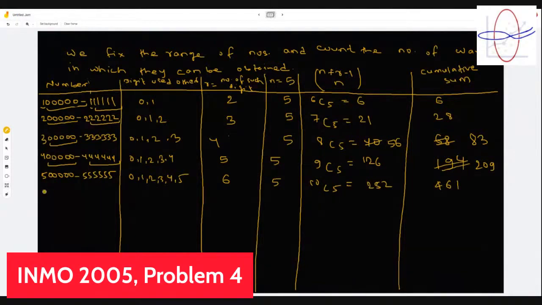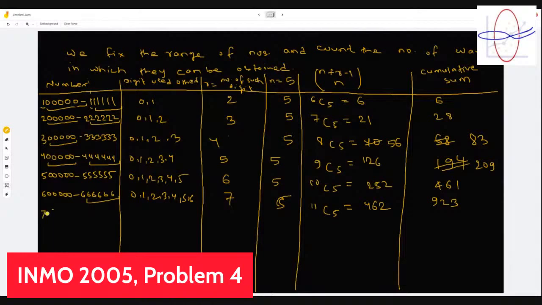Now this number is this thing, and r is equal to 7, n is equal to 5 again, because the unfixed part is 5. Now it will be 11C5, and on calculating you get 462, and 462 plus 461 is 923. Then the numbers are 0 to 7, which is 8, 12C5, which is equal to 792, and the result will be 1715.